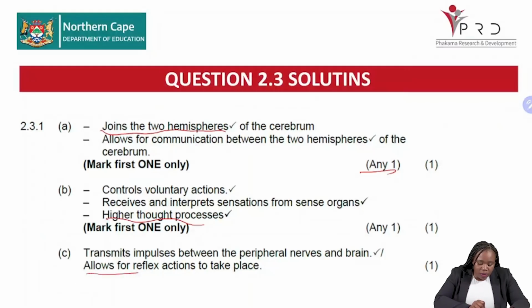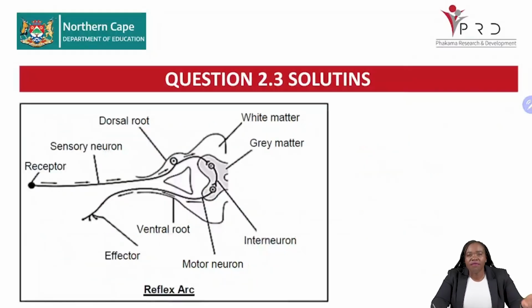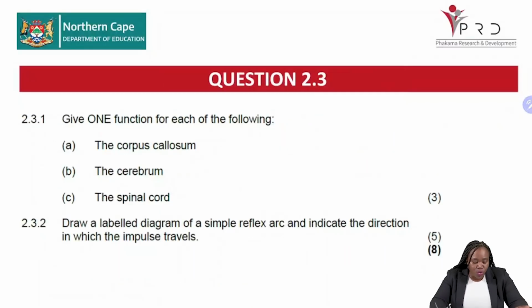Again, it allows for reflex actions to take place. Why do we say it allows for reflex actions to take place? Because during a reflex action, the impulses do not necessarily reach the brain. Impulses are sent to the spinal cord and a reaction takes place without having to have an impulse being directed to the brain specifically.